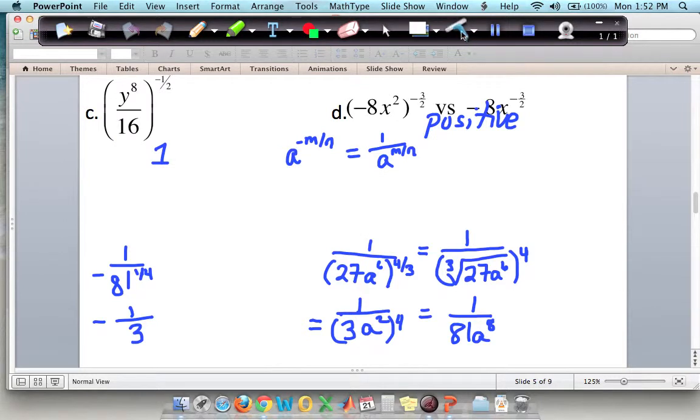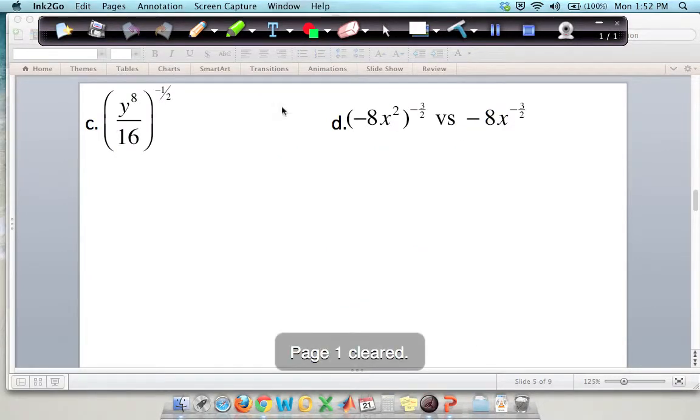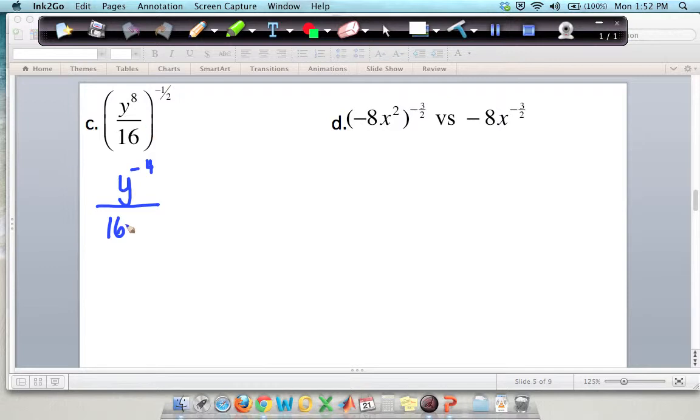All right, let's practice a couple more. Again, there's many different ways to do this problem C. The way that I'm going to start is to distribute the negative 1/2 power through my parentheses. So this is the power rule. You multiply your exponents. So 8 times negative 1/2 is negative 4. And then 16 is raised to the 1st power. So 1 times negative 1/2 is negative 1/2.